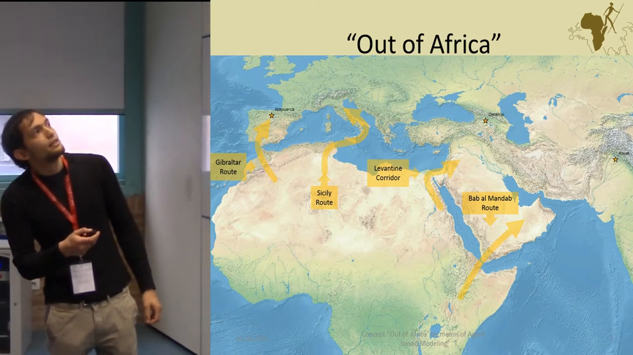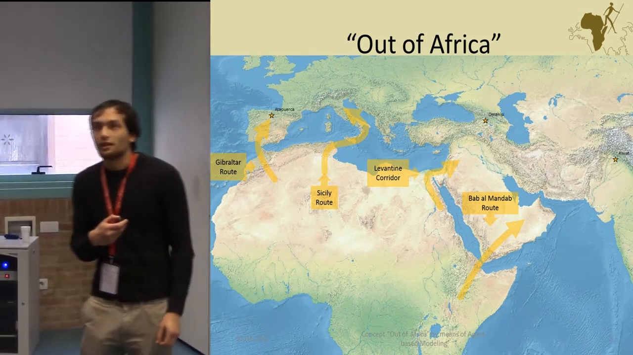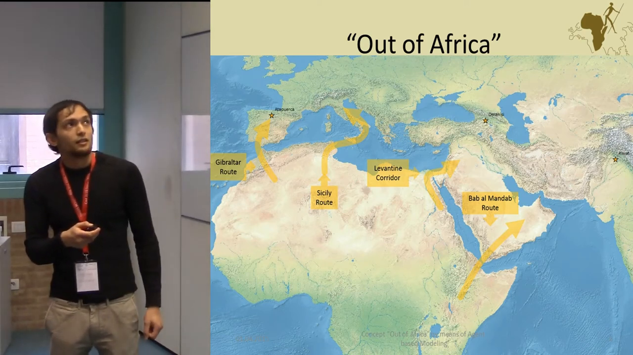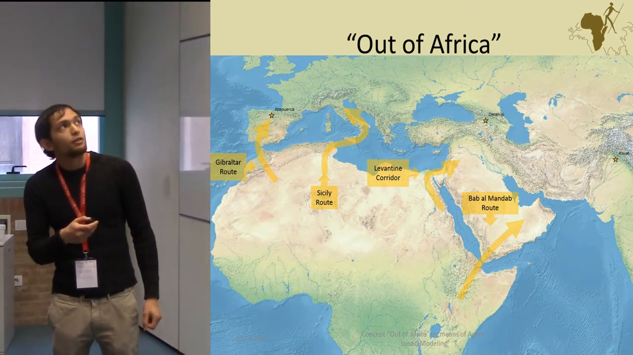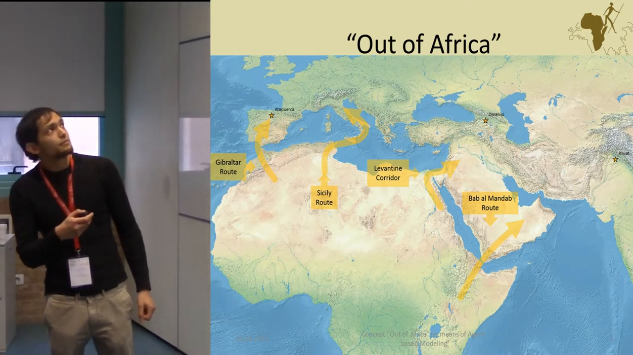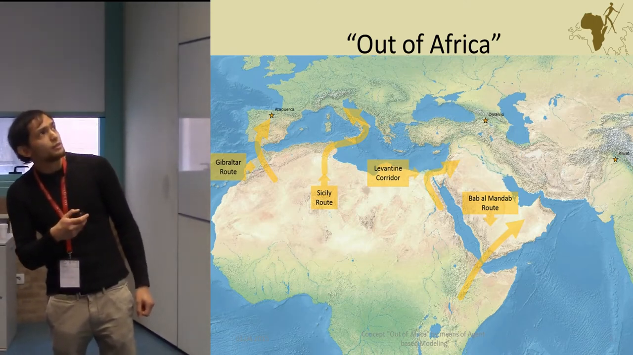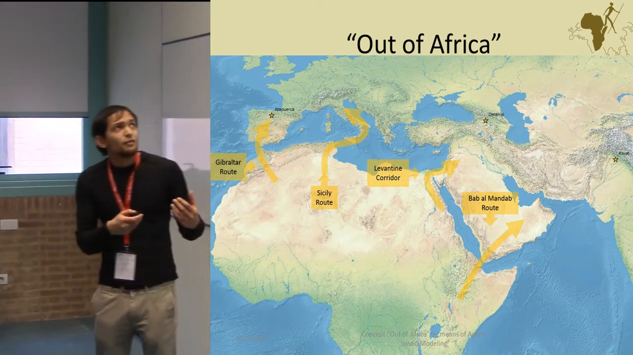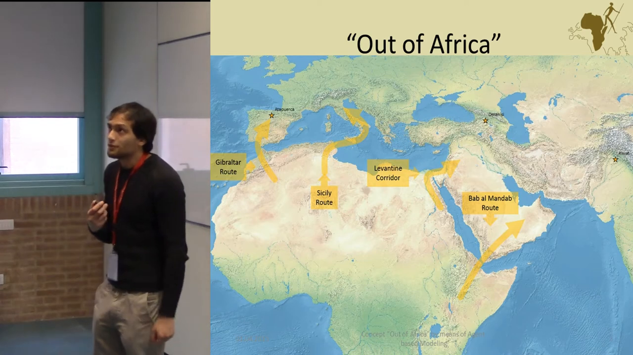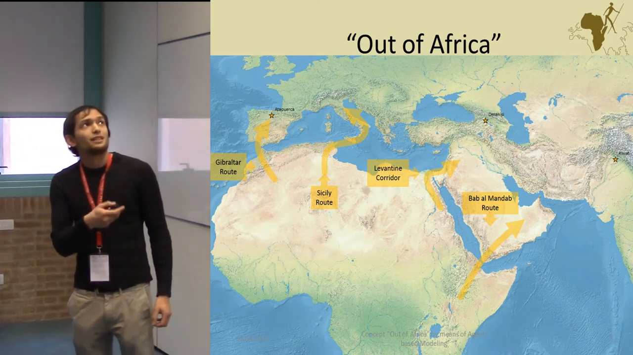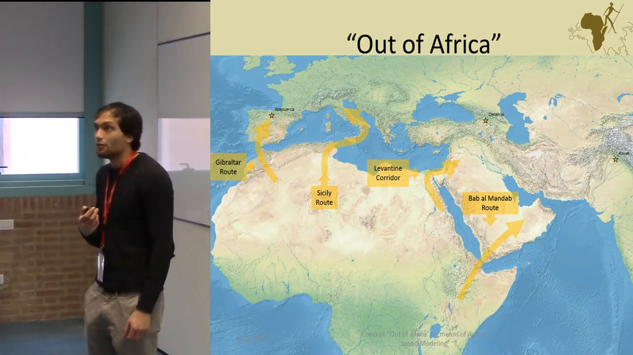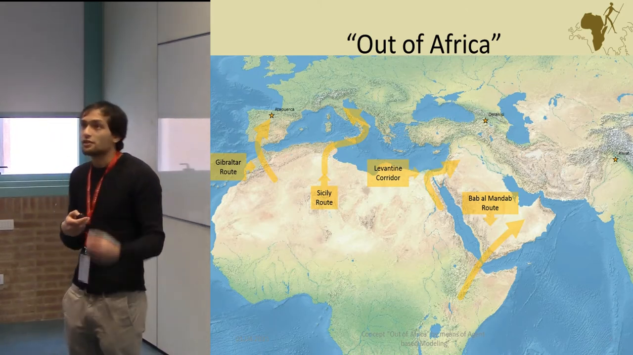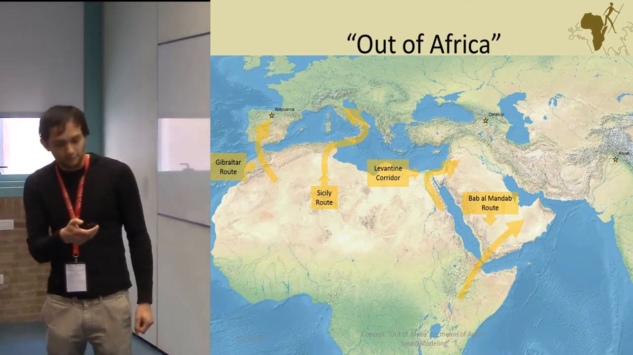What you can see here on these maps are the four routes that are currently discussed for the out-of-Africa dispersal. These are the Bab-el-Mandeb route, the Levantine corridor, the Sicily route, and the Gibraltar route, whereby in literature the Levantine corridor is the most favorite route since the early hominins did not have to cross any sea barrier. And the environmental conditions were suitable for the early hominins.